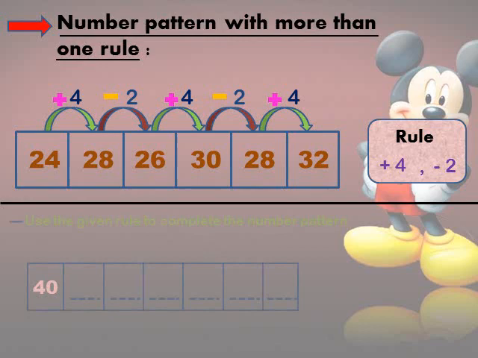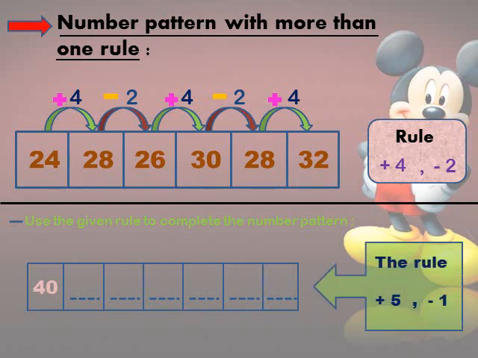Okay, let's see another exercise. Use the given rule to complete the number pattern. I start from 40 and my pattern is plus 5 and minus 1. I'm going to add 5 steps first. 40 plus 5 equals 45. Then use the next rule, minus 1. 45 minus 1 equals 44.